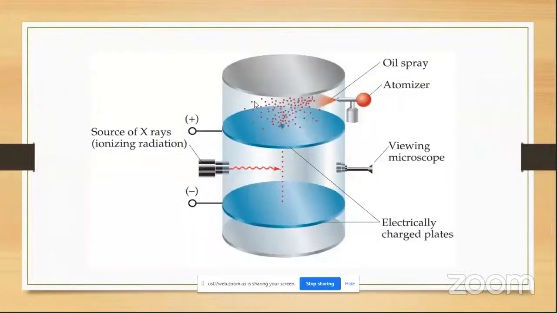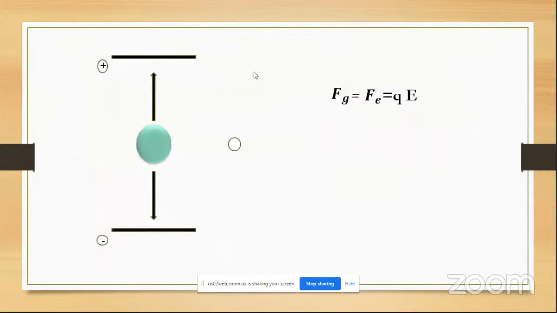Now, voltage is applied between these two plates. The top plate is connected to the positive terminal and the force due to the electric field on the oil drop acts upward. That is F equals QE, where Q is the charge on the oil drop and E is the magnitude of the electric field. This force can do two things. First case, it may stop the motion of the oil drop. In that case, gravitational force is equal to electric force, that is Fg equals F equals QE.